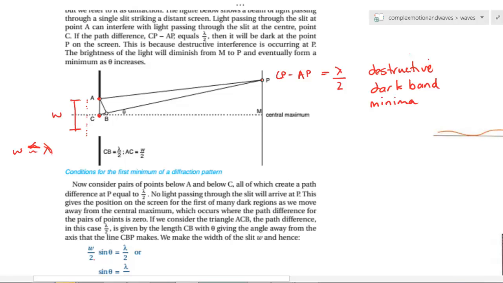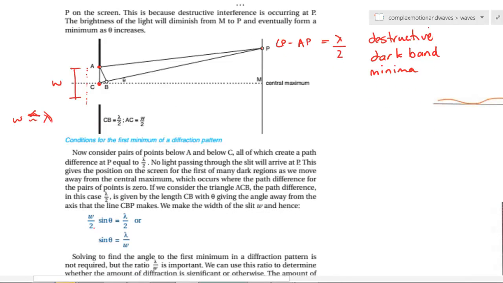And the first point of that destructive interference is going to occur at a particular angle. At a particular angle theta, you're going to get interference at point P, and that angle is going to be basically when sine theta is equivalent to the wavelength over the width. And that's basically due to the fact that you've got this wavelength difference here and the width difference there. The CB here is wavelength over 2, and AC here is half of your width.